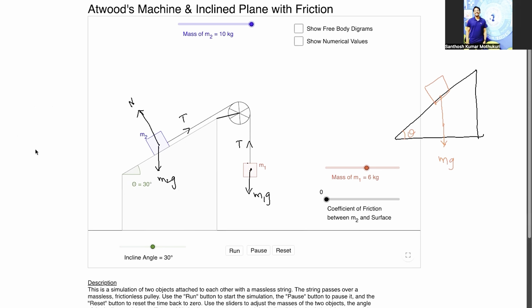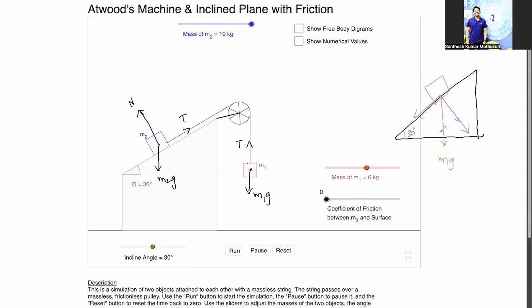Now the question comes, which is to be taken as mg cos theta and which as mg sin theta? When you resolve the weight, there are two components, this is one and this is the other. Now what is to be taken as mg cos theta, and what as mg sin theta? For that, I'll give one simple example. Let me take this as 30 degrees.